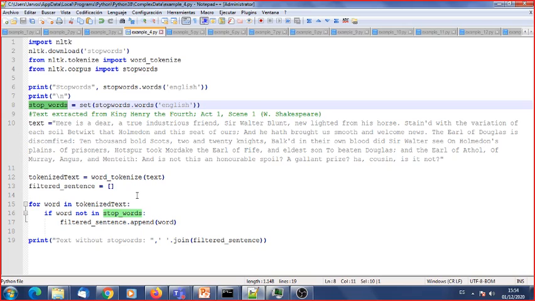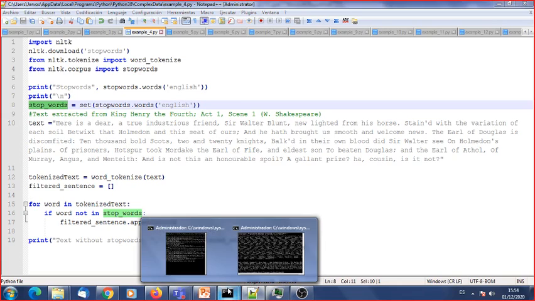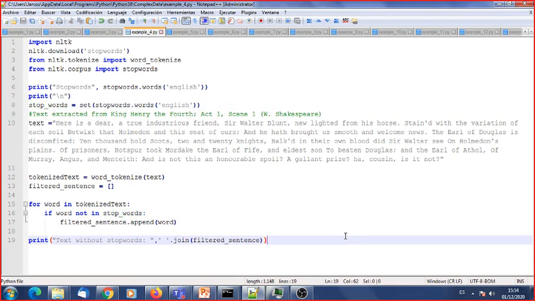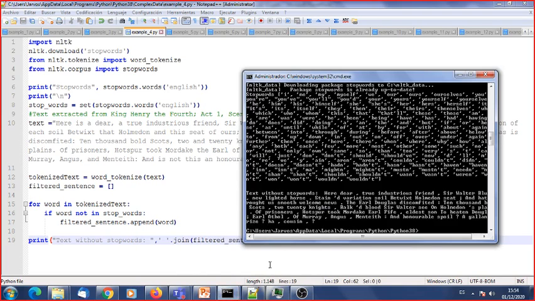For me, it's working. Okay. What's the output, Carlos? It says, text without stop words, and it says here, dear, true, industrious friend, Sir Walter Bloom. For example, "is" is removed, "true"... Yeah, those words are removed. The connectives and words are removed, like "on" and "off".